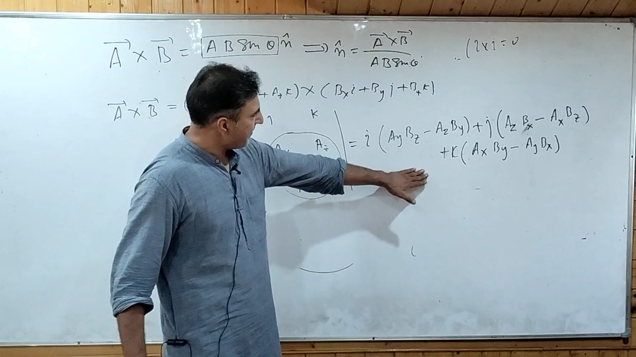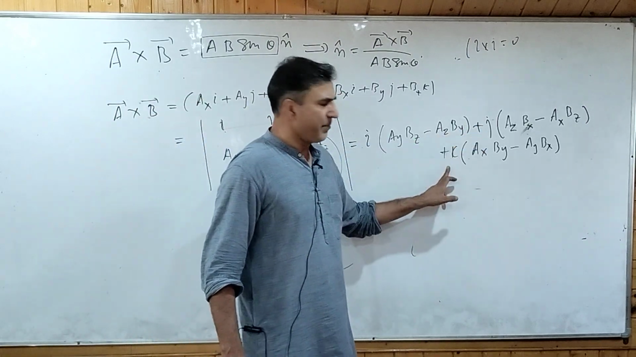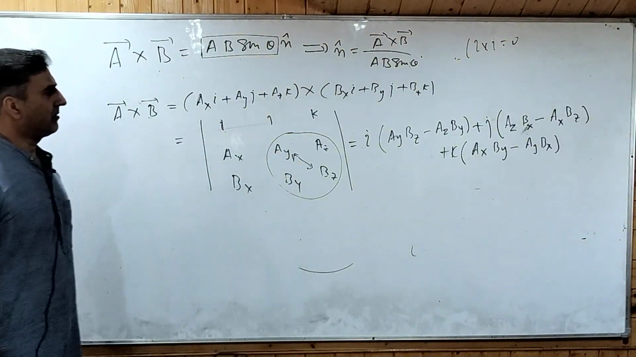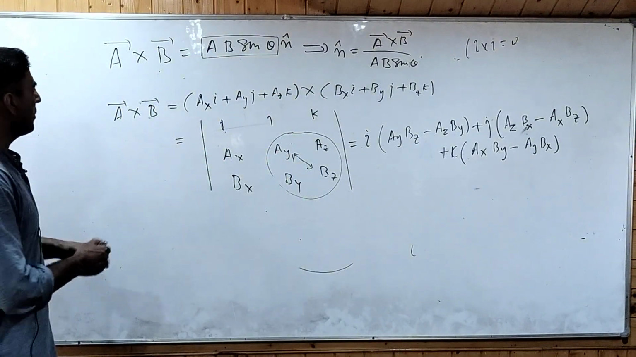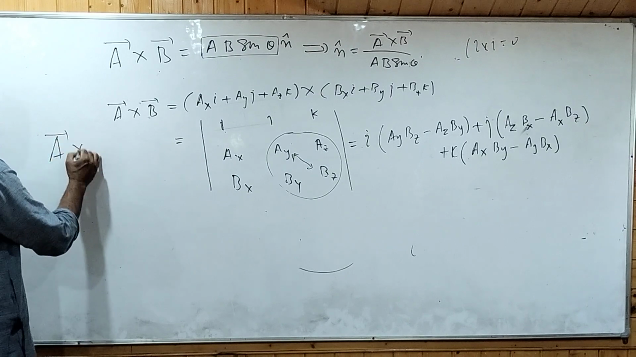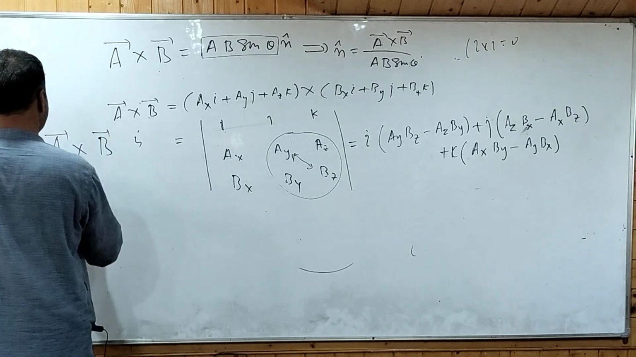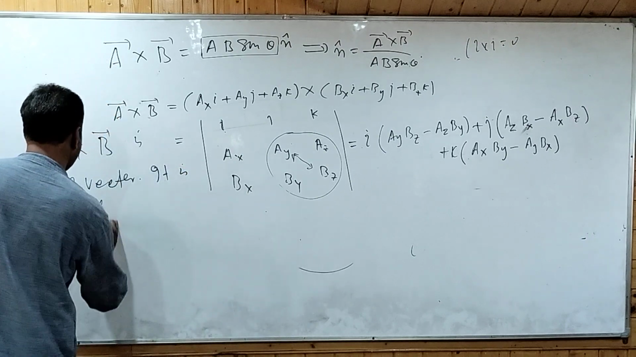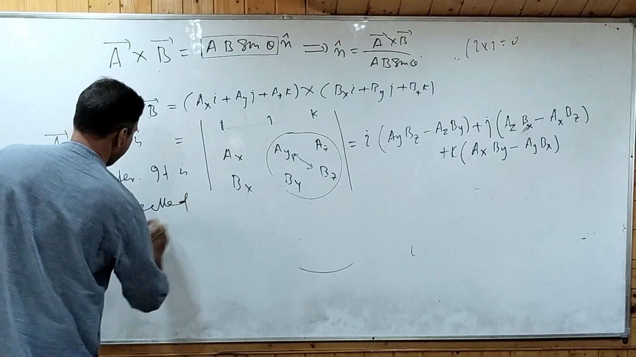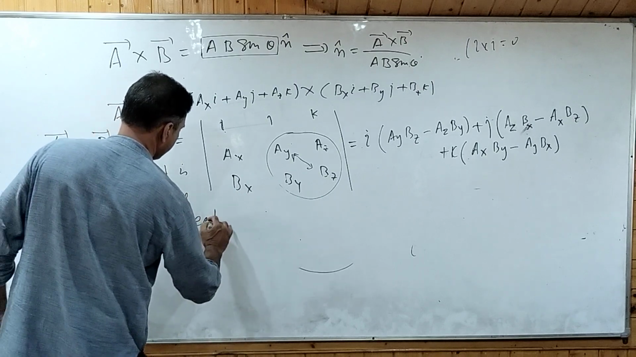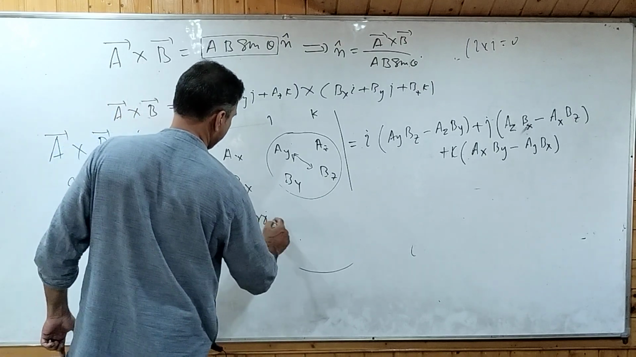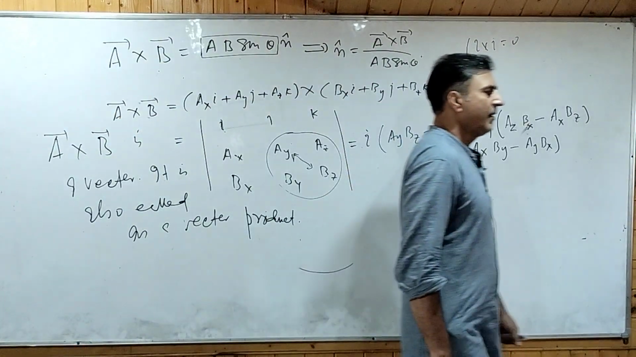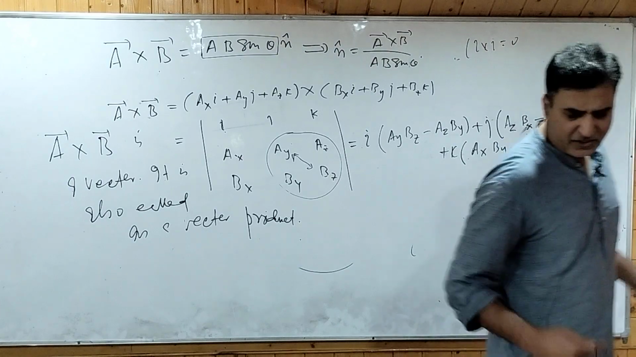When we look at A cross B on the right side, I also came, J also came, K also came. That simply means this A cross B is a vector, because we have already defined the direction. So A cross B is a vector product. A cross B is a vector. It is also called a vector product. That's very important.